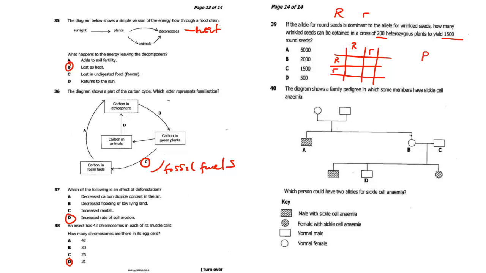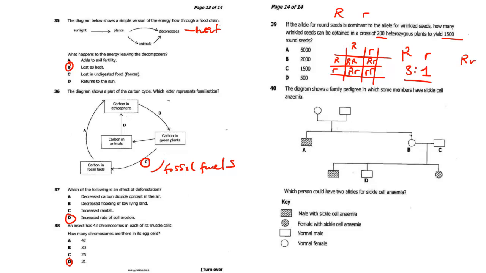So we are crossing Rr and Rr. Then Rr and Rr gives us RR, Rr, Rr, rr. In other words, the ratio of the dominant, that is round, to wrinkled is 3 to 1. Now that we have a ratio, we can find the total.